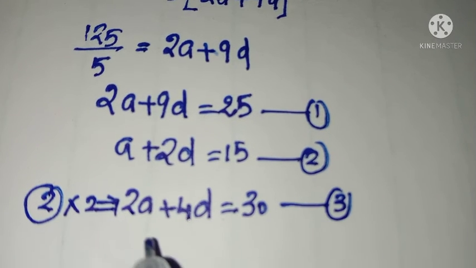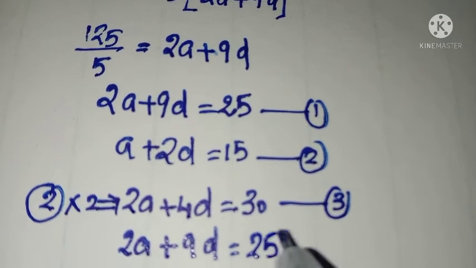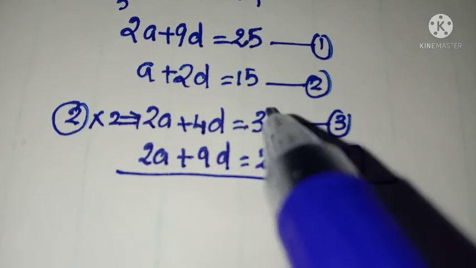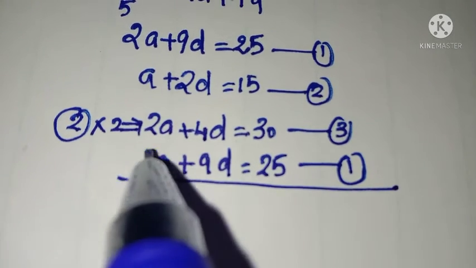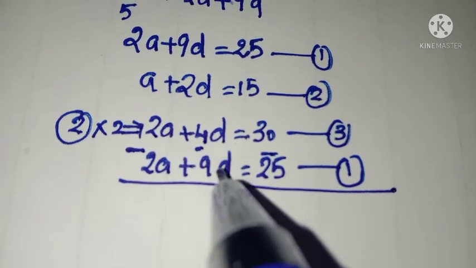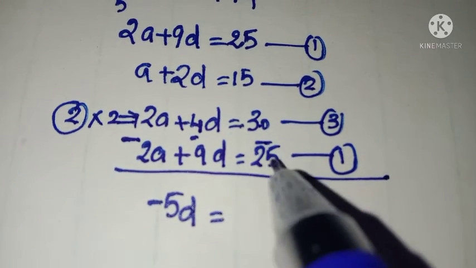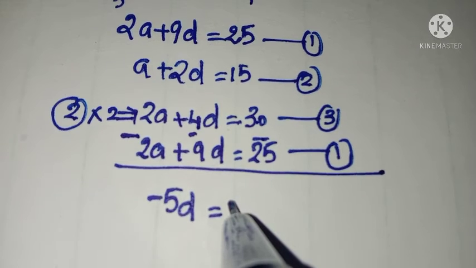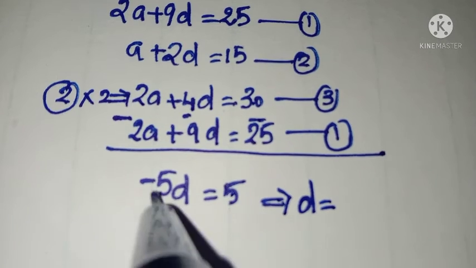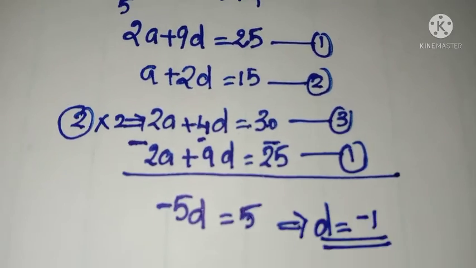Now consider equation 3 and equation 1. Here the coefficient of a is same. So we can subtract these two equations. So we have 2a minus 2a becomes 0. 4d minus 9d is minus 5d. 30 minus 25, that is 5. So D is equal to 5 by minus 5 gives minus 1. So common difference equal to minus 1.